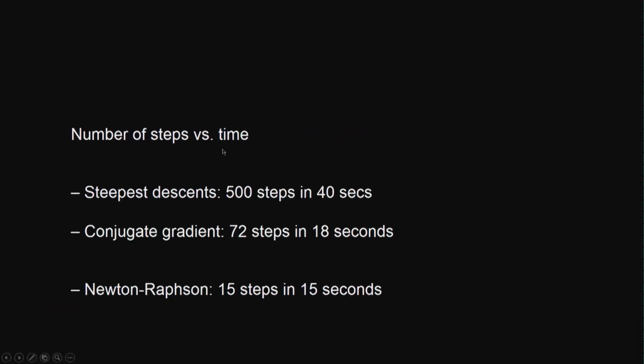So, the steepest descent method generally needs at least 500 steps to reach your minimum energy, and it may take 40 seconds of computation time. Conjugate gradient is much faster, the number of steps required is much less, and it also takes less time. Newton-Raphson method, again, takes fewer steps and less time.